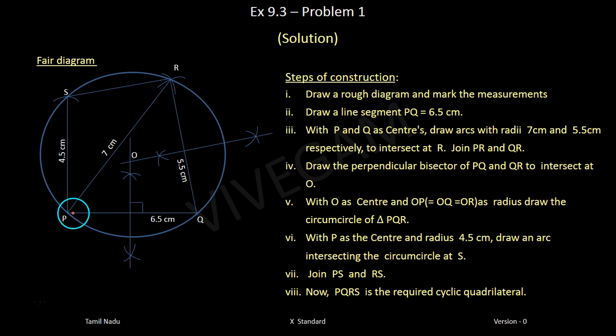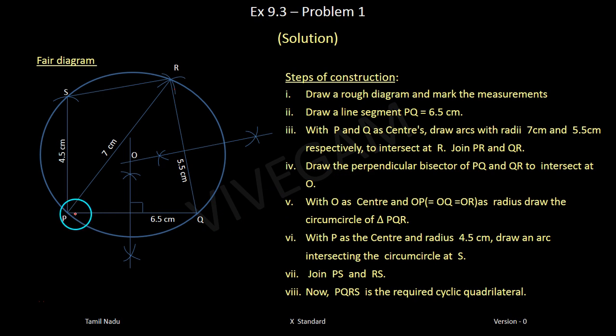So what did we do? We know PR is 7 centimeter and QR is 5.5 centimeter. R is a common point, right? So what did we do? With P as a center and radius of 7 centimeter, we drew an arc. Similarly, with Q as a center and radius of 5.5 centimeter, we drew one more arc. They both intersected at one point, and that is R. Then we joined PR and QR. Right? What's the next step? Draw the perpendicular bisectors of PQ and QR to intersect at O.